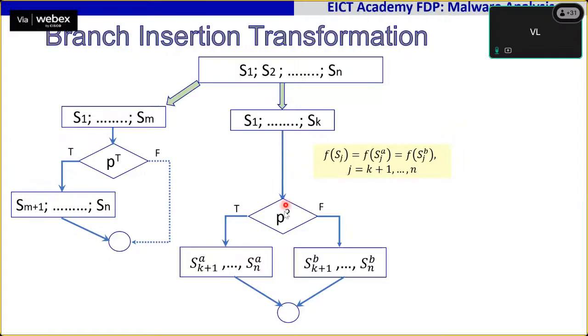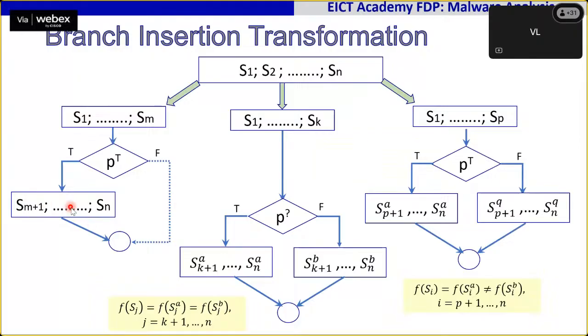Okay. Now this particular predicate is neither true nor false. It will depend upon the input. But the way it has been written is that this set of instructions is equivalent to Sk+1 to Sn, and this is also equivalent to Sk+1 to Sn. So this is again going to execute the same set of instructions, S1 to Sk, followed by Sk+1 to Sn. But naturally, these instructions syntactically will look different from Sk to Sn. They are equal to that, but they are not exactly the same.